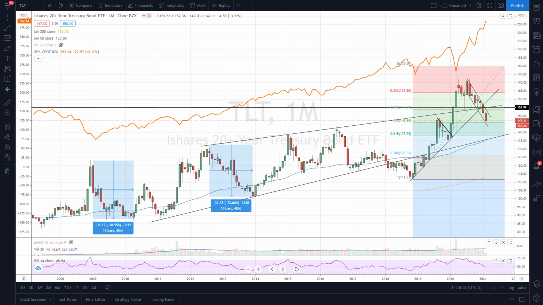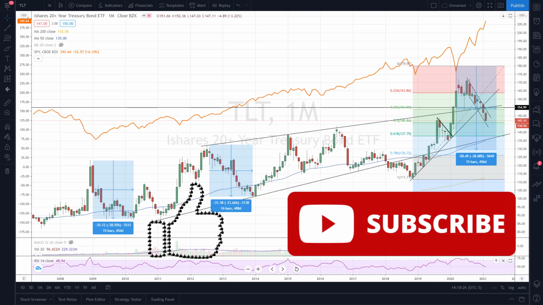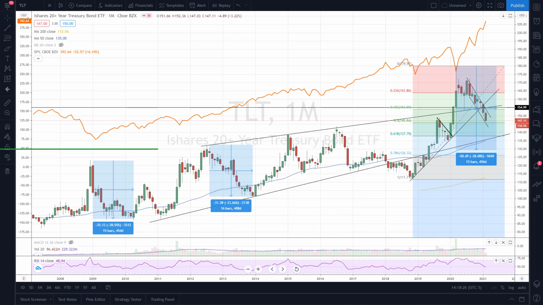If we model the previous large correction, a 28% retracement within 450 days puts TLT at around a $129, $130 price target by sometime in June of 2021. Coincidentally, the 129, 130 area also happens to be horizontal support.